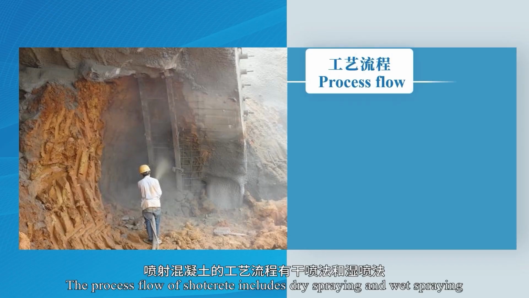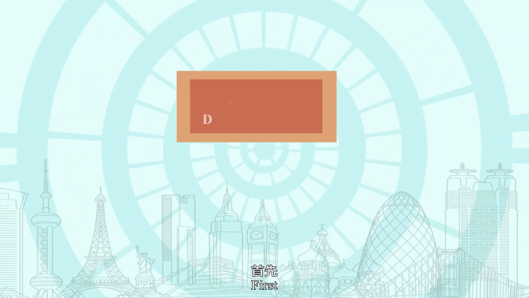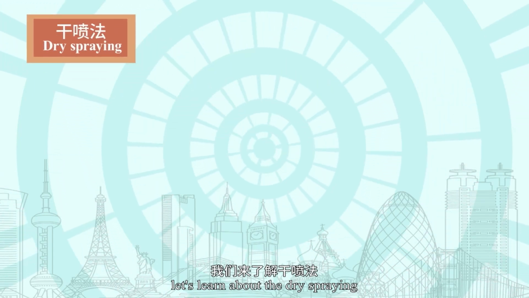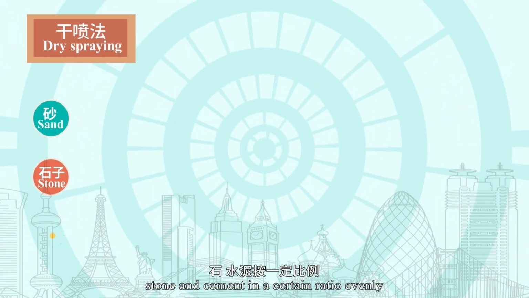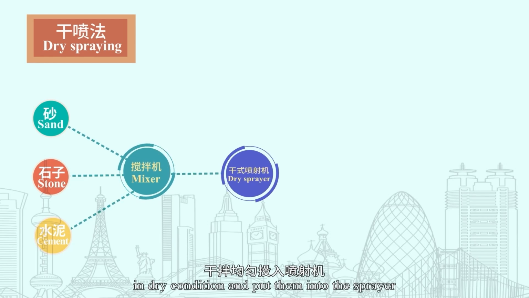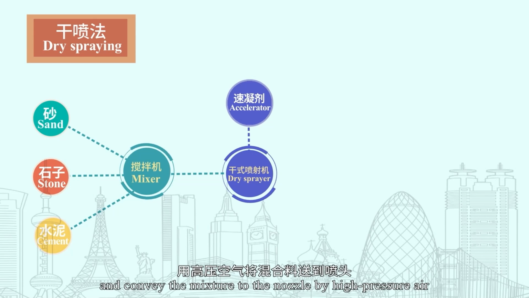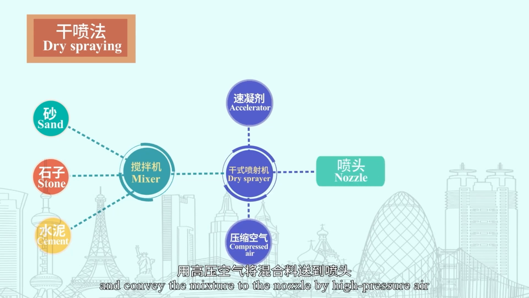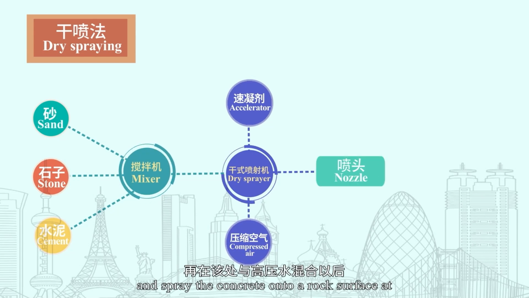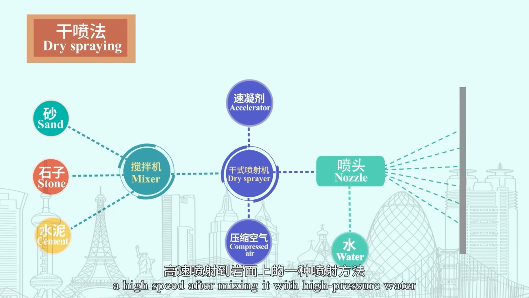The process flow of Shotcrete includes dry spraying and wet spraying. First, let's learn about the dry spraying. It is to mix sand, stone and cement in a certain ratio evenly, in dry condition and put them into the sprayer. Add the accelerator and convey the mixture to the nozzle by high-pressure air. And spray the concrete onto a rock surface at a high speed after mixing it with high-pressure water.